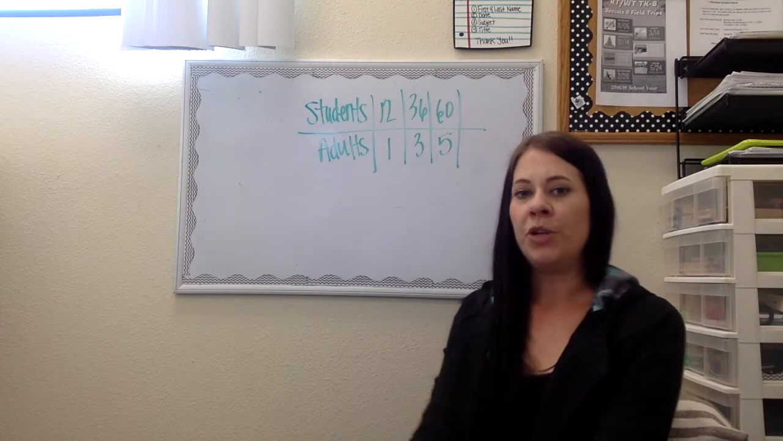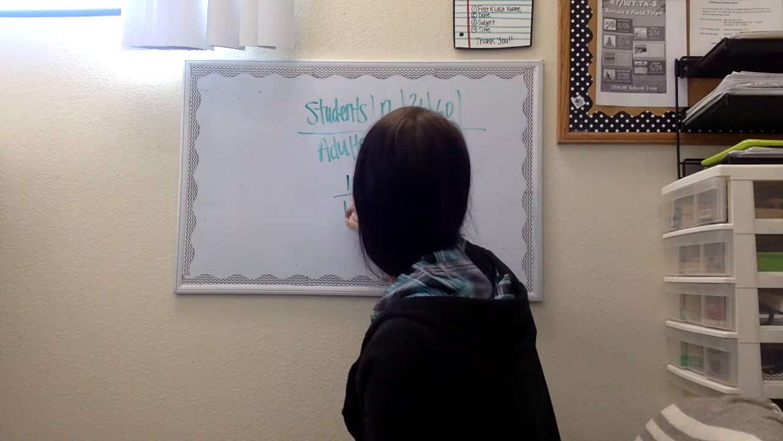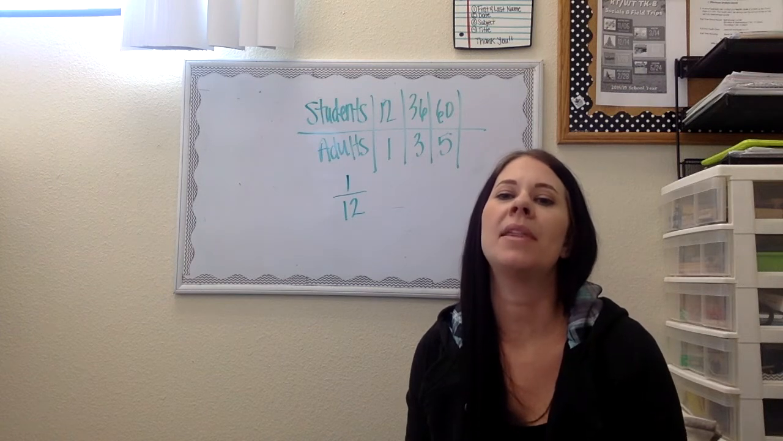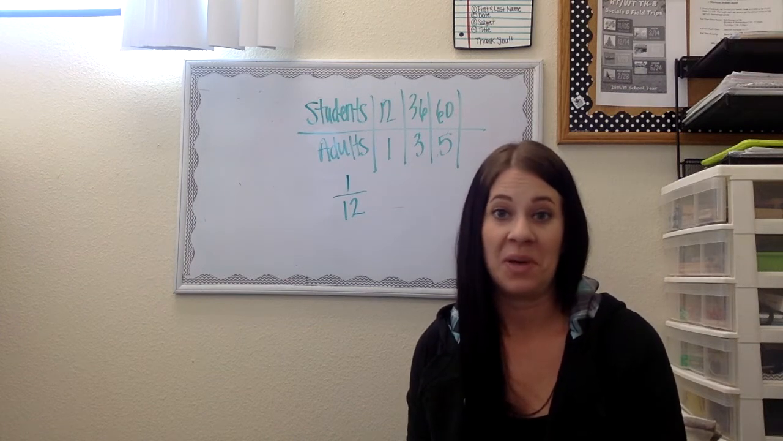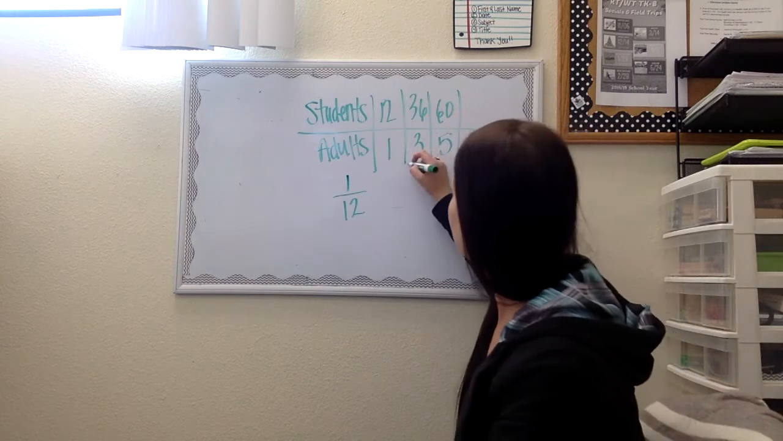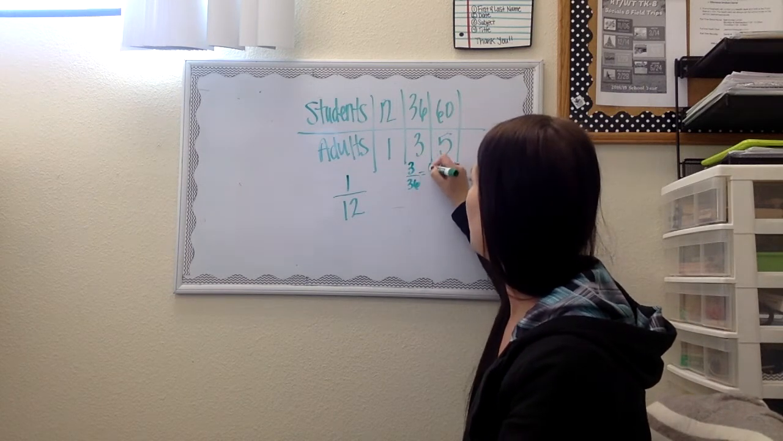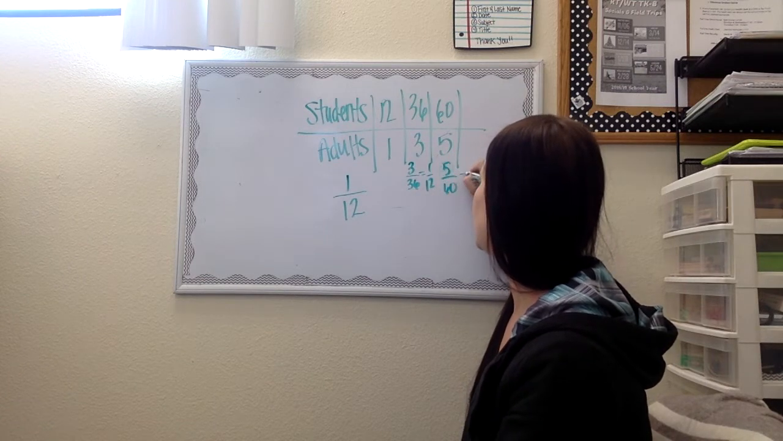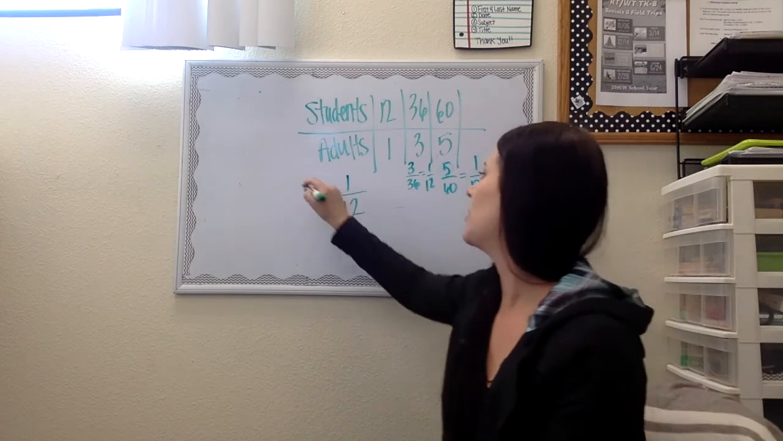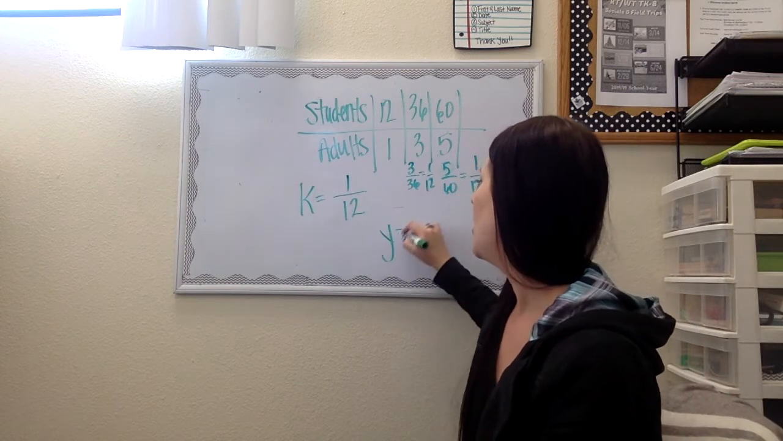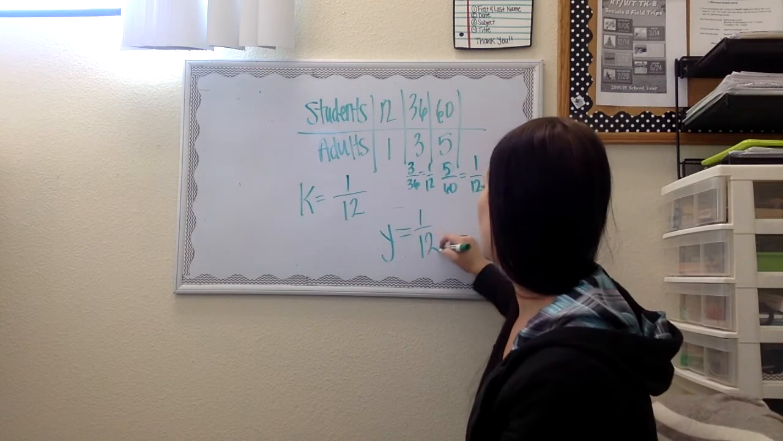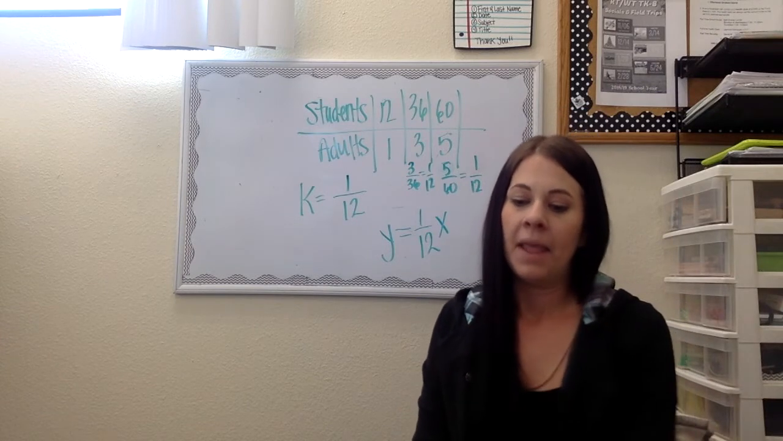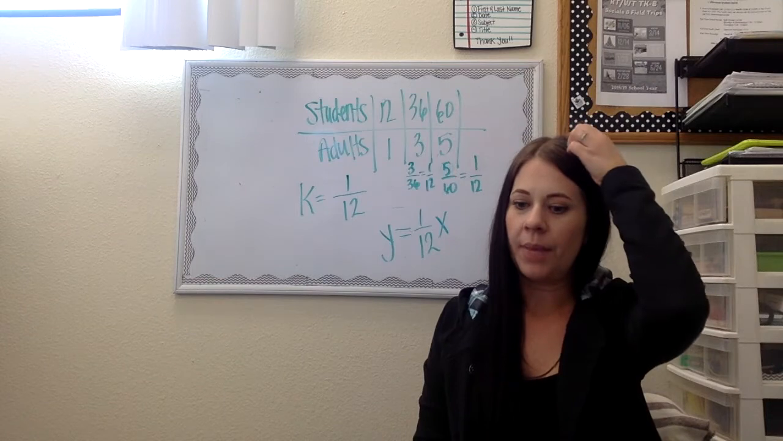Okay. When you go to do 1 divided by 12, I know you're going to be like, really? Mrs. Thompson, why didn't you tell me this? You can just leave it as 1 over 12. And if you take 3 over 36, it reduces to 1 over 12. And if you take 5, so it's the bottom number over the top, divided by 60, and you reduce it, you get 1 over 12. So your K is 1 over 12, and your equation can just be y equals 1/12 with an x after it.